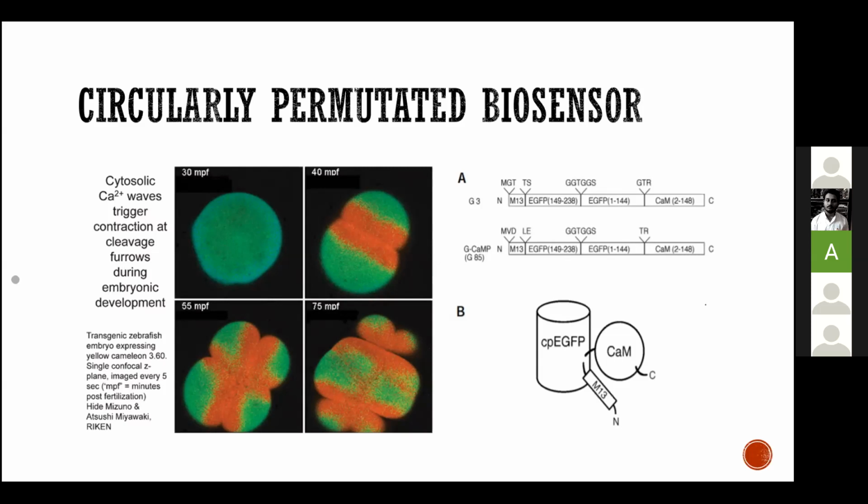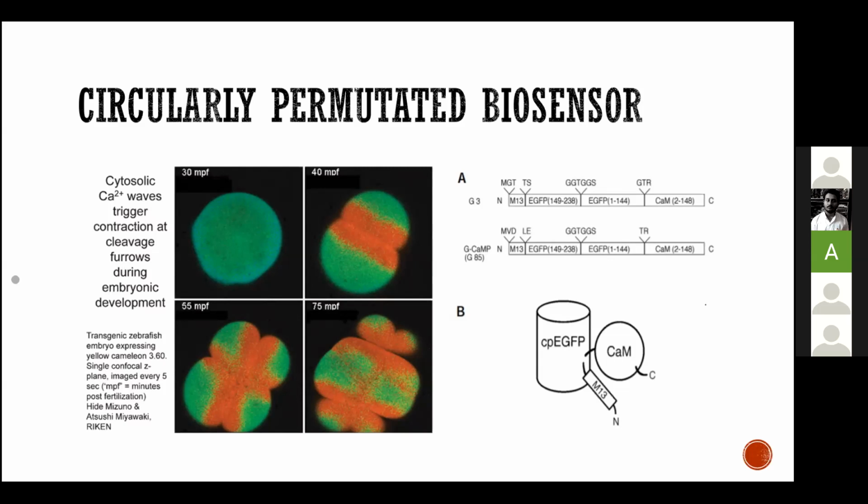You see cytosolic Ca2+ waves that trigger contraction at the cleavage furrow during embryonic development. So basically, I'll tell you the story behind this. In the 40 MPF picture you see this ball structure. This is basically a fertilized zebrafish egg. Zebrafish, Xenopus and many other small organisms are used for developmental studies. So this biosensor was used for one of the developmental studies.